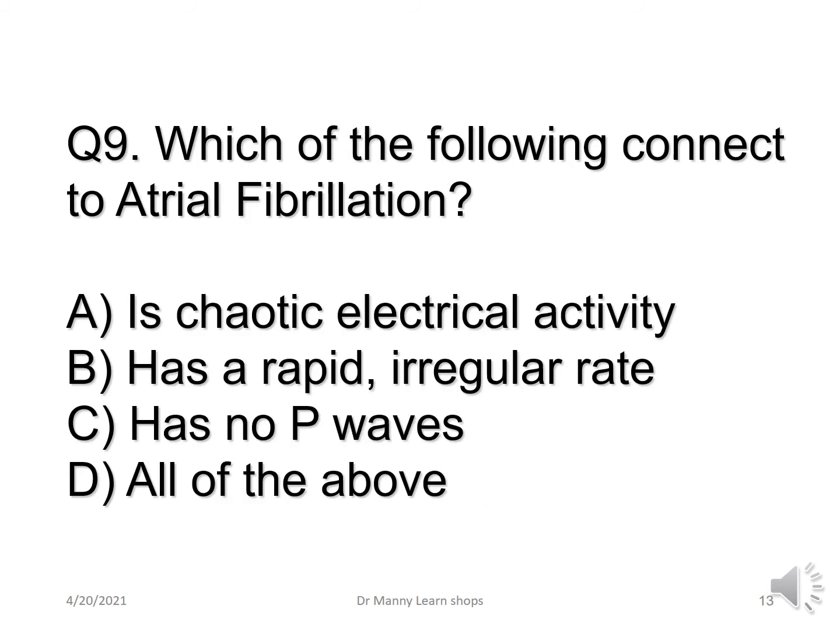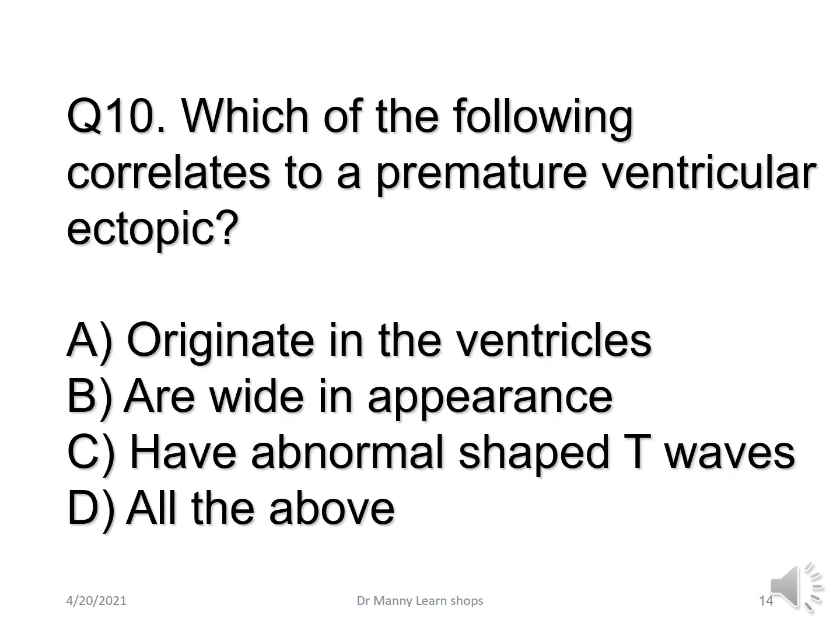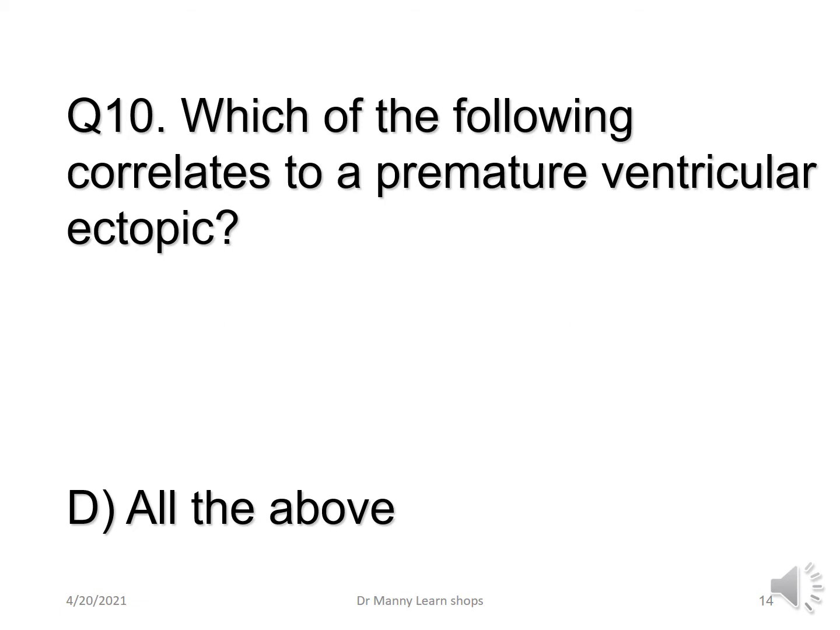Which of the following connect to atrial fibrillation? Is it chaotic? Is it rapid and irregular? Doesn't it have any P waves? You're correct. They're all related to atrial fibrillation. Which of the following correlates to a premature ventricular ectopic? Does it come from the ventricle? Is it wide? Does it have an abnormal shaped T wave? Of course it does. All of the above.